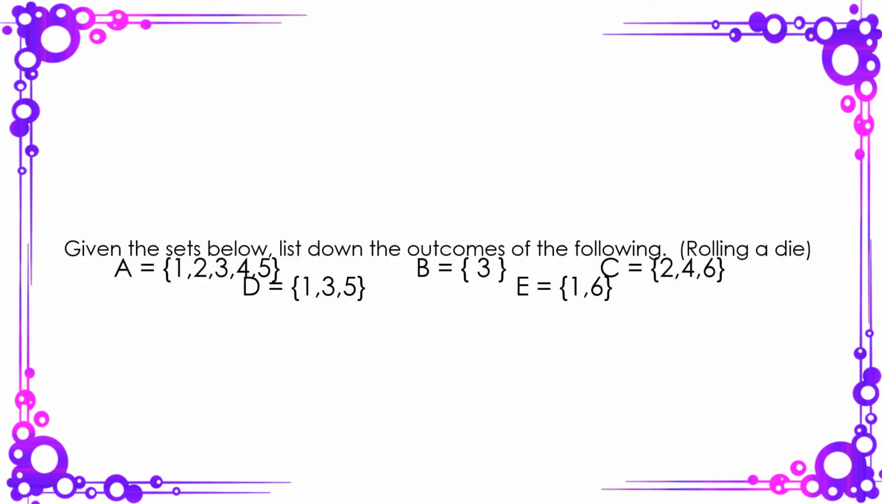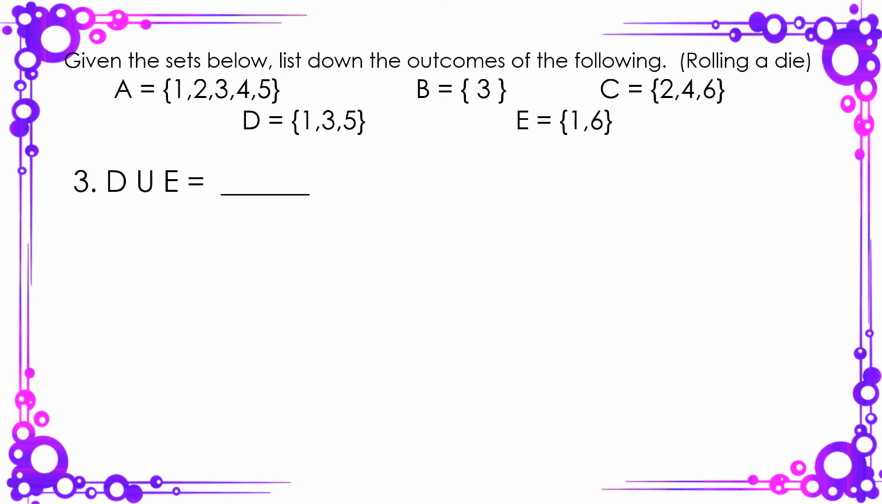Okay, let us continue. Number 3, I want you to try number 3, D union E. If you are done answering, you may now continue watching this video. Okay, let us check your work. Again, list down the outcomes in event D. So we have 1, 3, 5. And then for letter E, 1 and 6.